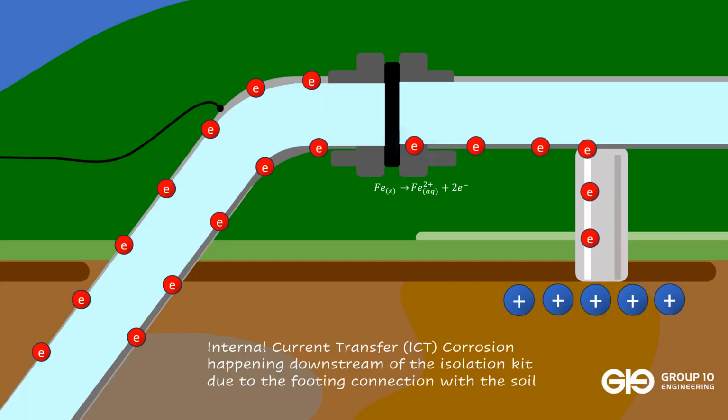The footing of the above-ground piping is in contact with the positively charged soil and becomes polarized, creating a drive for free electrons to move towards the footing. Similarly, the negatively charged pipeline creates a drive for positively charged metal ions to move across the isolation kit. This ion flow is only possible due to the high salinity of the process fluid in this pipeline.